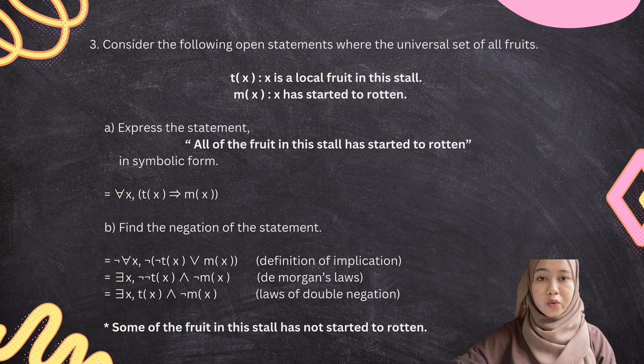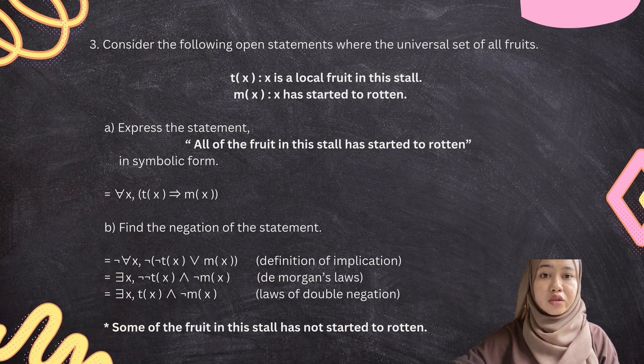Next, I will proceed to question 3b. The first step is we put the negation symbol to the whole statement and simplify the symbolic of implies. The negation for all will change to some. After that, we use De Morgan's law to get Tx and not Mx. For the last step, the answer will be some x, Tx and not Mx by using laws of double negation. The conclusion will be some of the fruit in this stall has not started to rotate.